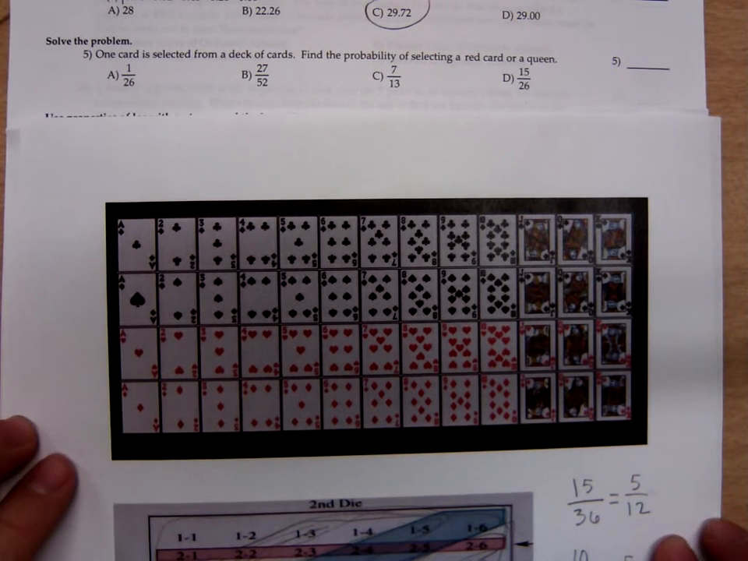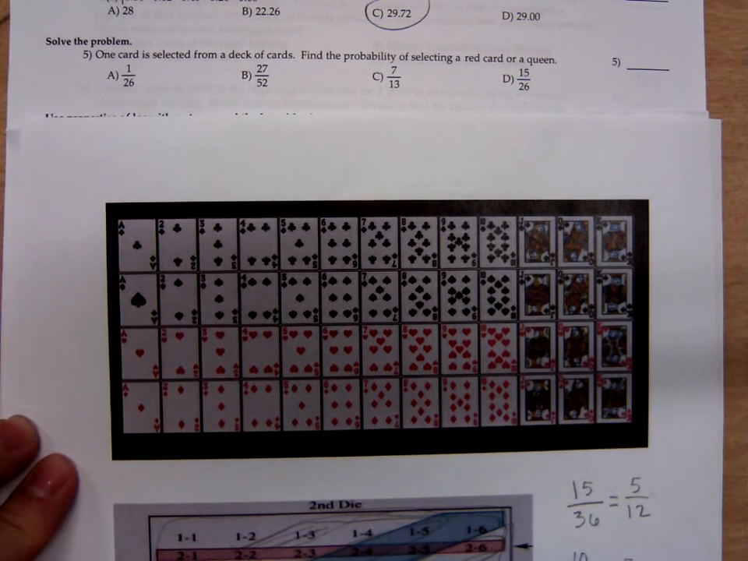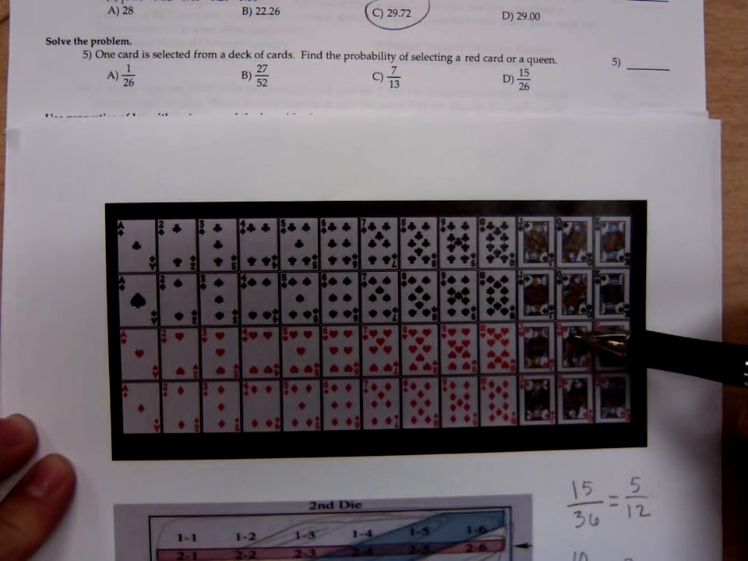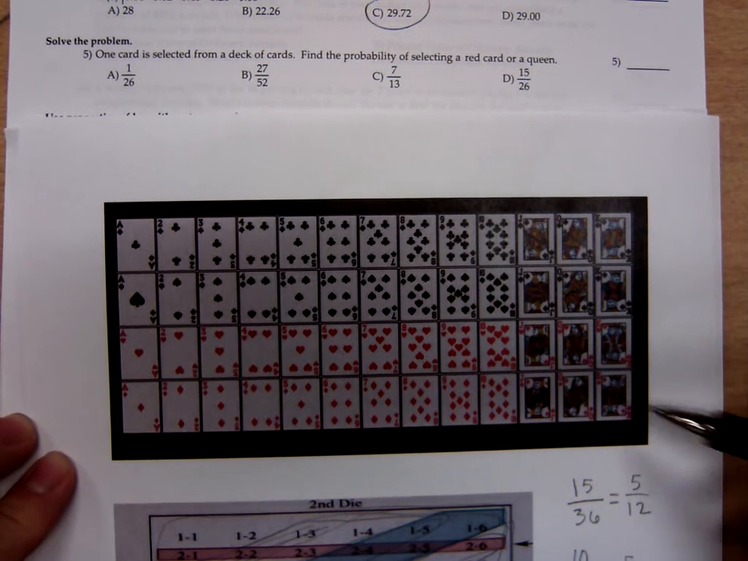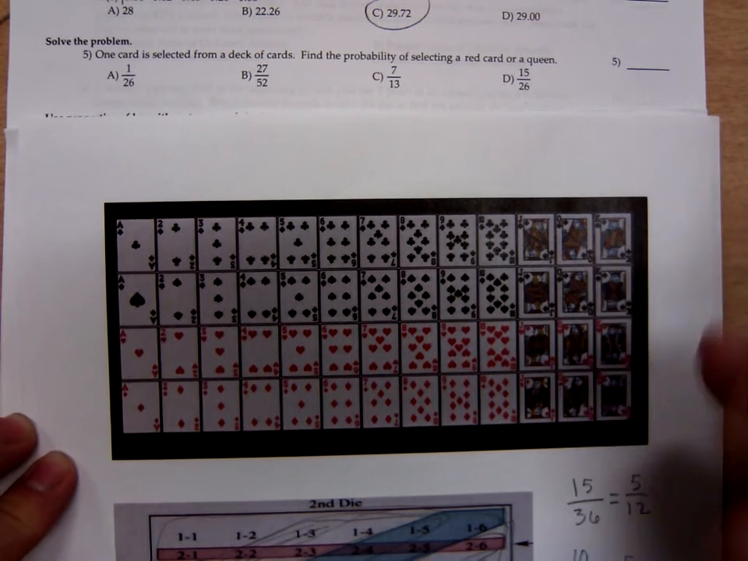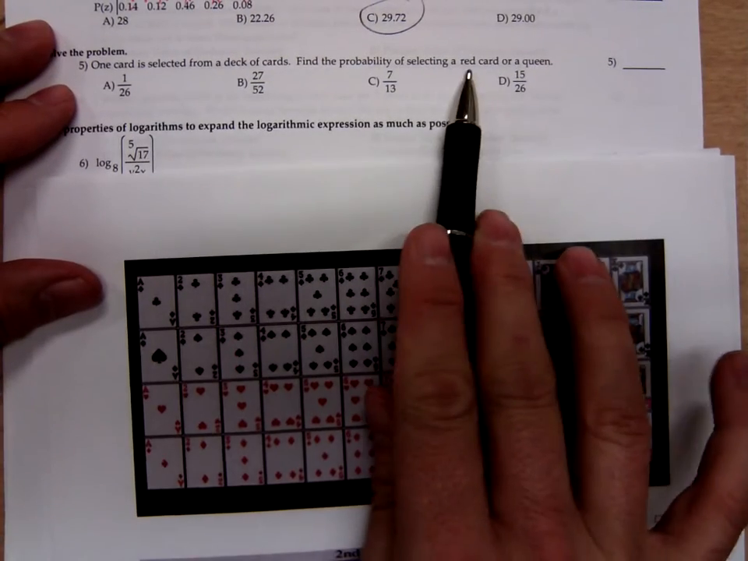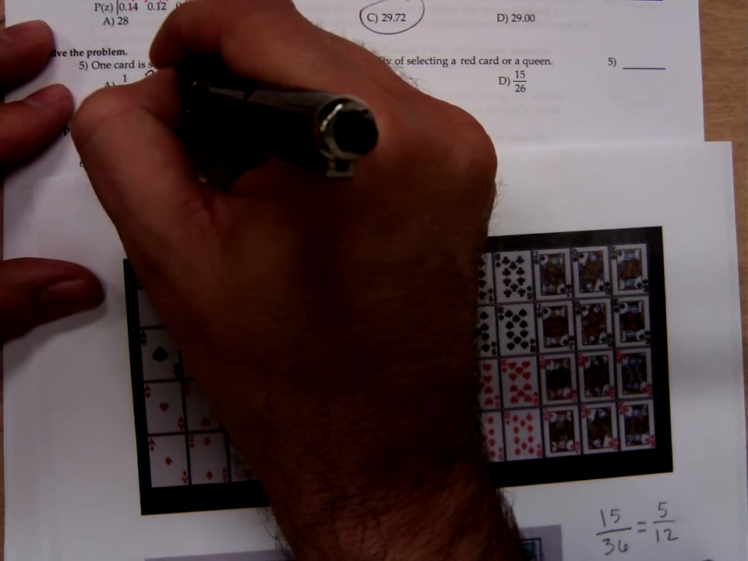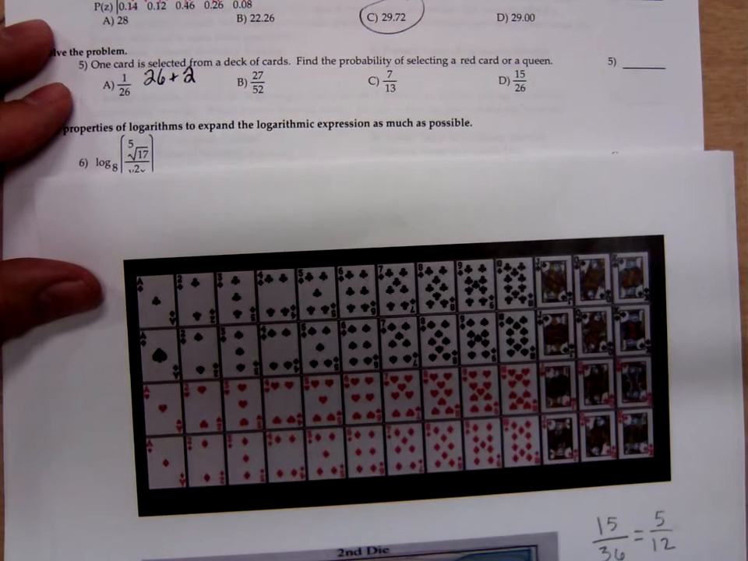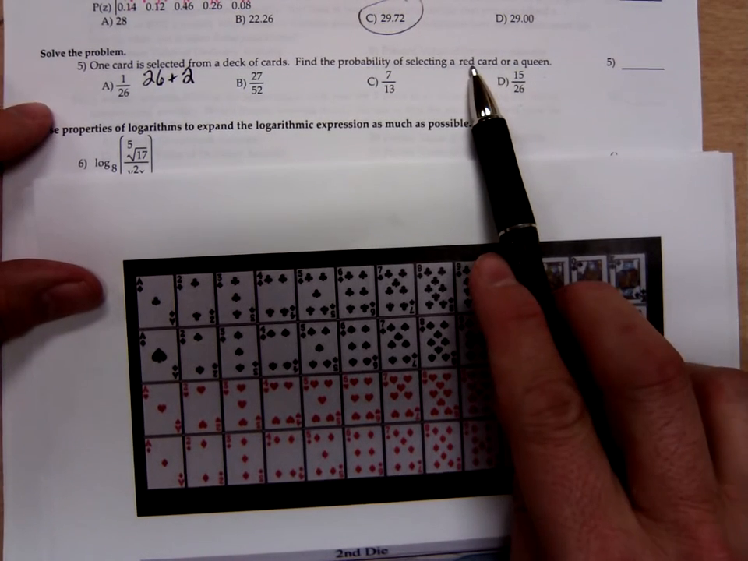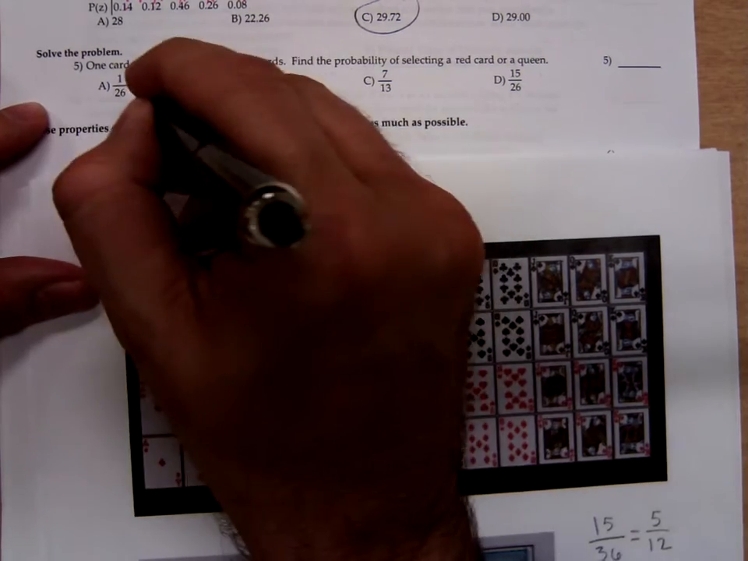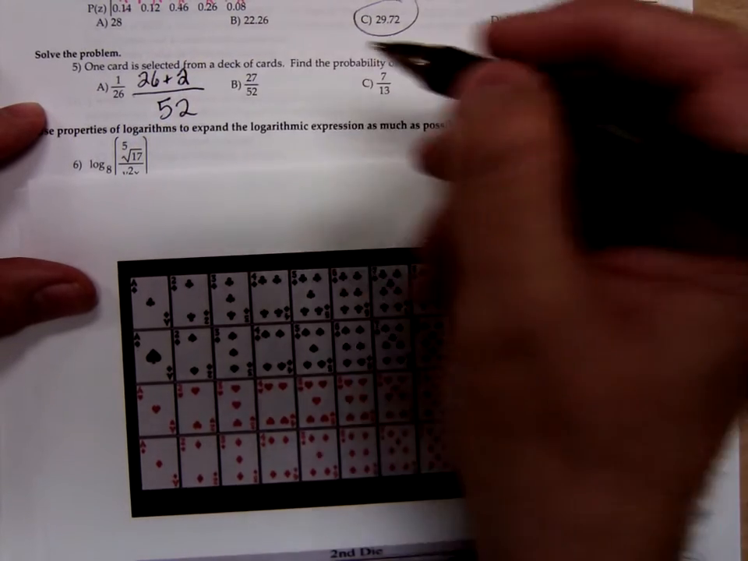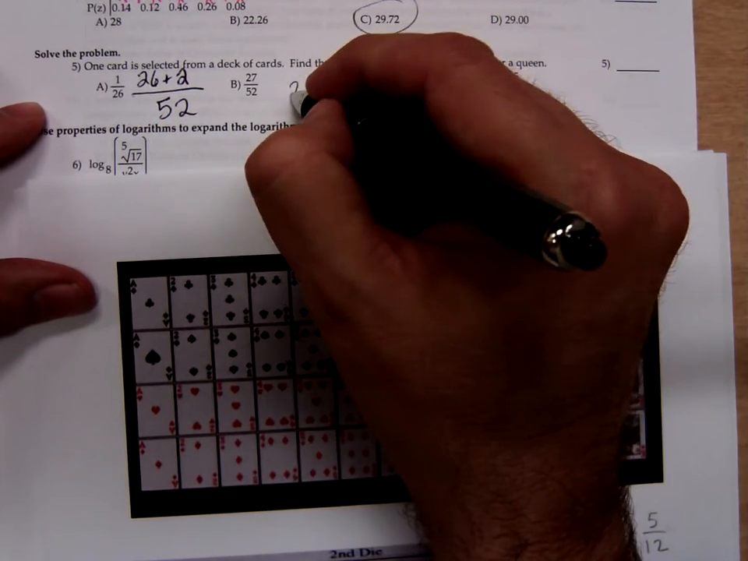Now, the significant thing is don't count anything twice. There are 26 red cards, 2 of which are queens. And there's 2 black queens. So how many red or queens are there? Well, there's 26 red plus 2 black queens. I'm picking on the black queens because we've already counted the red queens. Out of how many cards? Well, a standard deck of cards has 52 in it. So we have, what is that, 28 over 52?